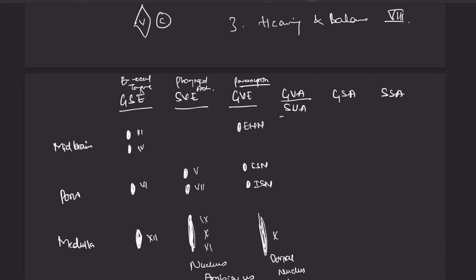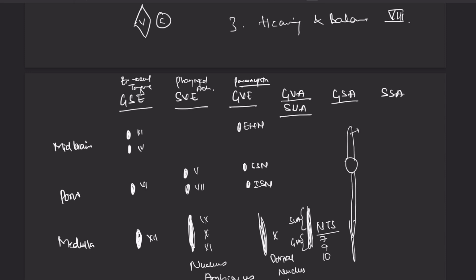Now coming to the GVA and SVA, both have the same column because they are carried by the same nucleus, which is the nucleus of tractus solitarius. This is 7, 9 and 10th cranial nerve. In the nucleus of tractus solitarius, the upper part is for special sensation, and the lower part is for general sensation. Now coming to the GSA, remember, there are three parts: the mesencephalic nucleus, the chief nucleus, and the spinal nucleus.